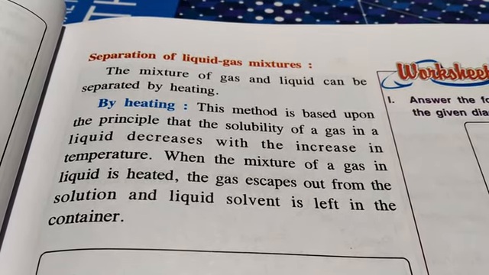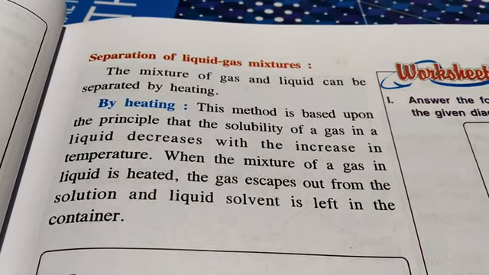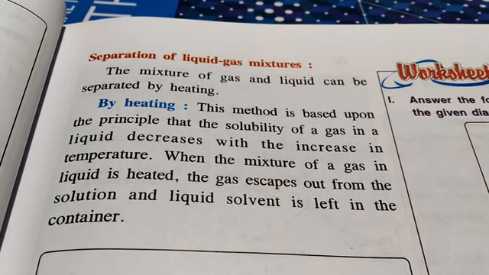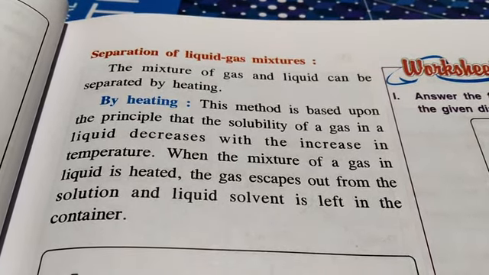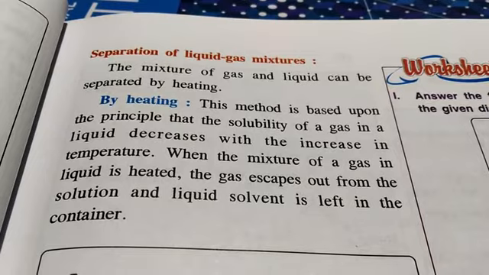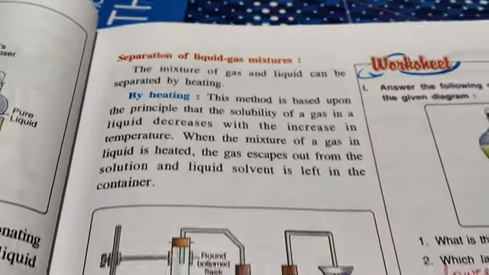So it is written here: when a mixture of a gas and a liquid is heated, the gas escapes from the solution and the liquid solvent is left in the container. So the easiest method to separate liquid-gas mixtures is the heating process.